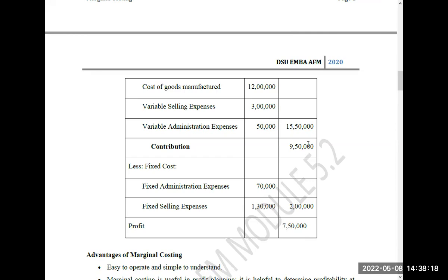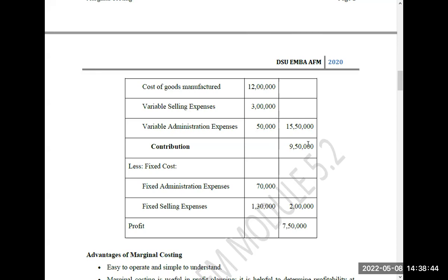What should be the contribution? 80. Loss of a company is 20. Fixed cost is 100. What will be the contribution? 80. So the question is wrong. The data given is inconsistent, so it is not possible to find out. The data is wrong.